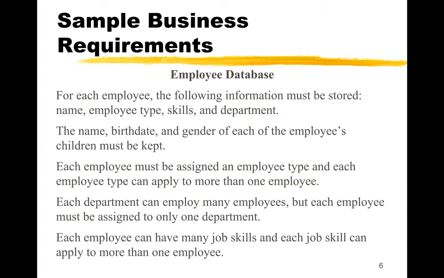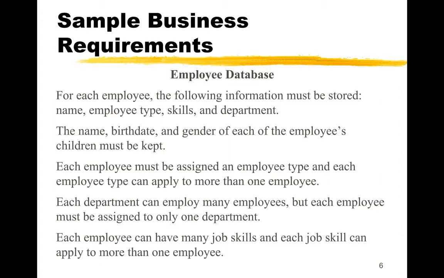Here's an example of some business requirements that might be from an employee database. Let's look at the first one. For each employee, the following information must be stored: name, employee type, skills, and department. What do these look like? These look like the name, employee type, skills, and department are attributes of what? Probably an employee entity. And then it also says the name, birth date, and gender of each of the employee's children must be kept. Oh, it must be another entity.